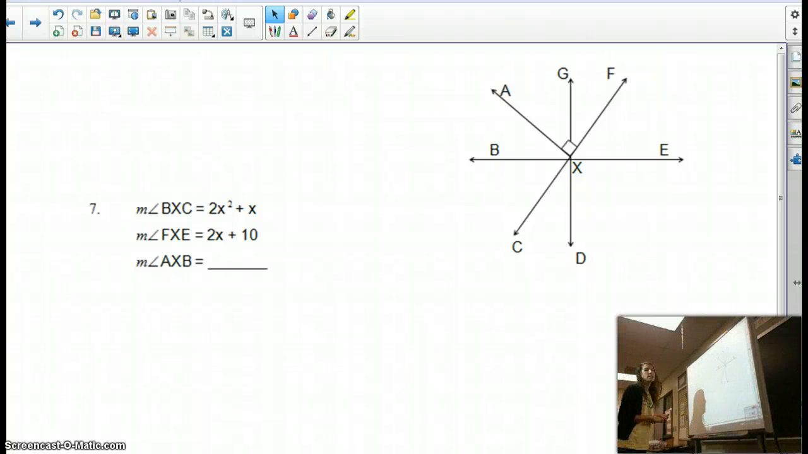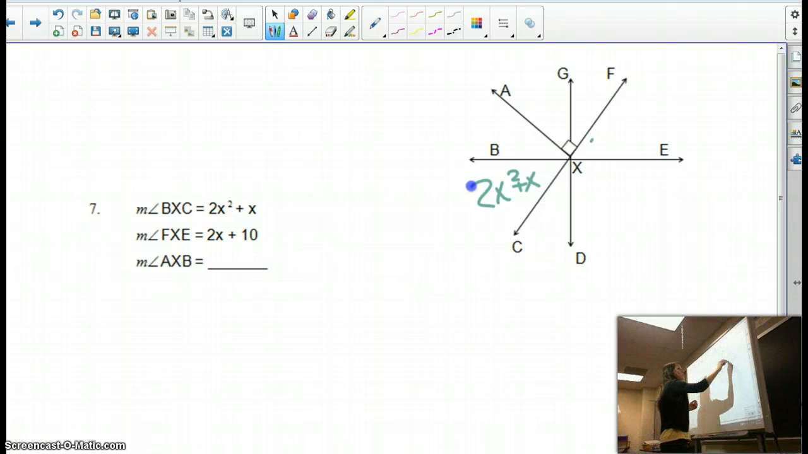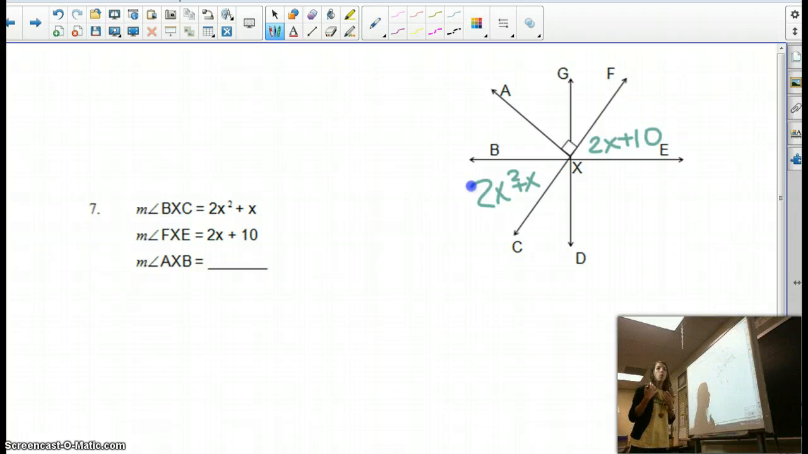All right, we're looking at number 7 on the Angles 2 worksheet. We've got a nice diagram already drawn for us, so let's go ahead and fill in what we know. Angle BXC is 2x squared plus x, and angle FXE is 2x plus 10. So you ask yourself, what type of angles are those? What's the relationship? And hopefully you say vertical angles.